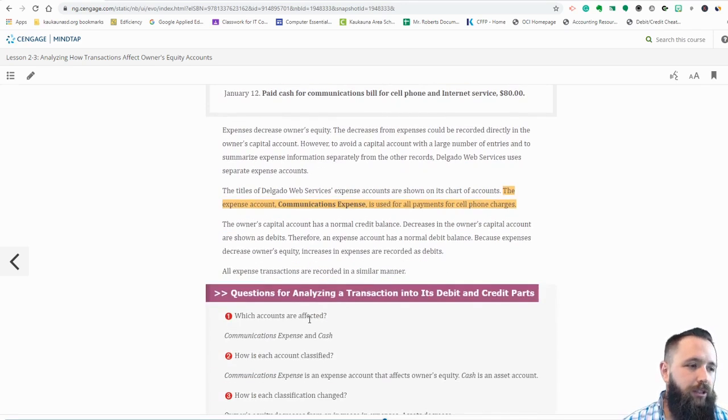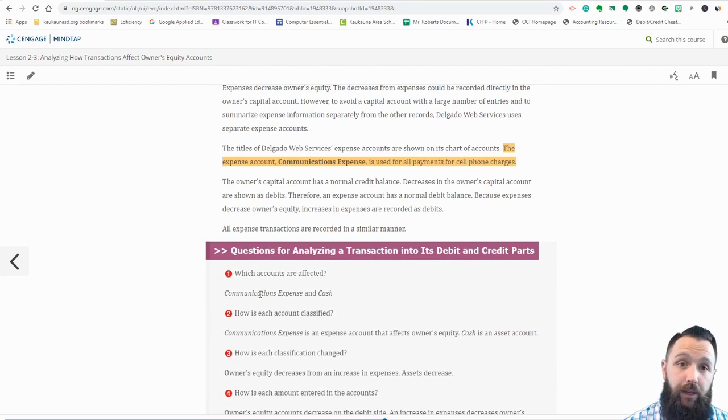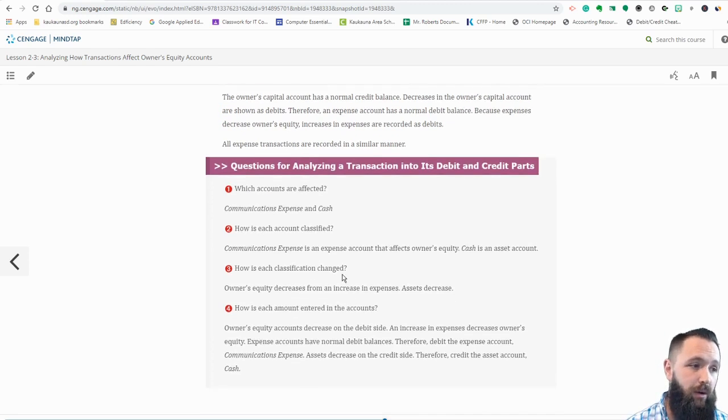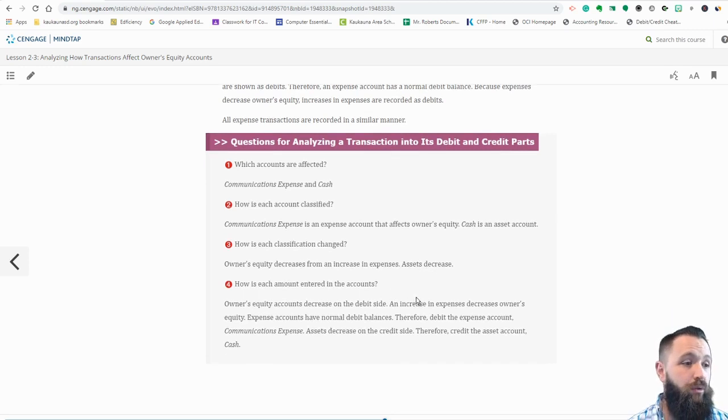So we go through the questions: which accounts are affected, communication expense, and cash. How are they each classified? Communication is an expense account that affects owner's equity. Cash is an asset. How are these going to change? Owner's equity decreases from an increase in expenses, because expenses bring down our owner's equity. Assets will decrease. So how do we actually do this?